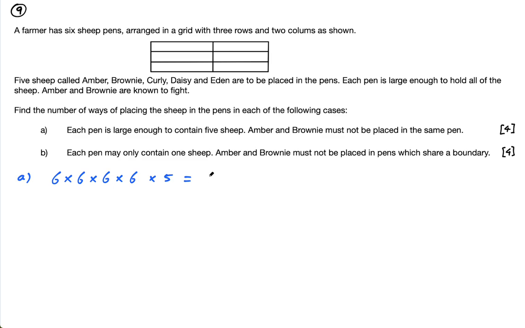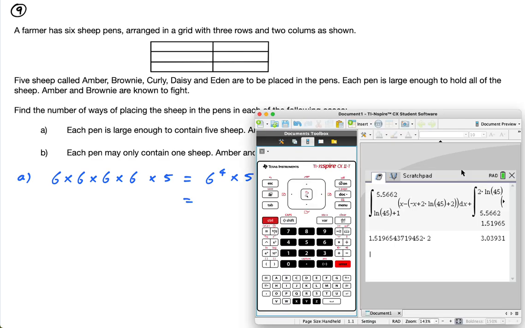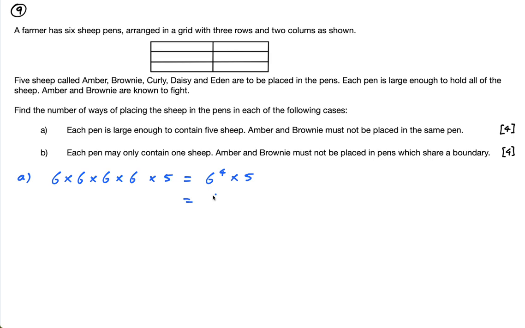You can call that 6 to the power of 4 times 5, obviously, if you like. You don't even have to write that down, but just for my calculator, it's 6 to the power of 4 times 5, which is 6,480.